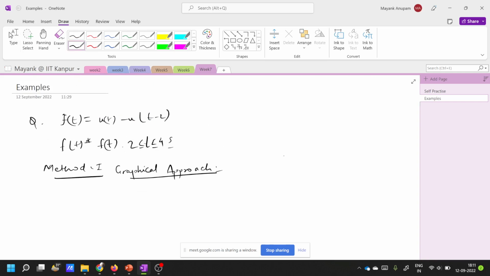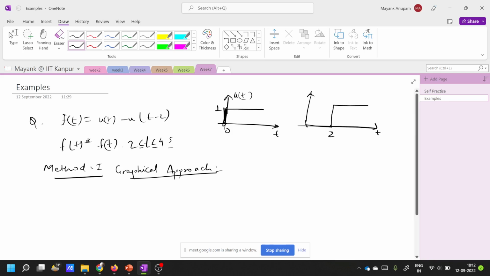Okay, so I will draw the f of t here. f of t is u of t minus u of t minus 2, right? What is u of t? It is the unit step. So this is u of t. For t greater than 0 the value is 1. And what is u of t minus 2? It is shifted by 2, so it should become 1 from t equal to 2, right? So this is again 1.